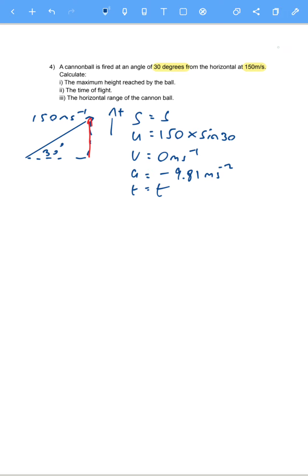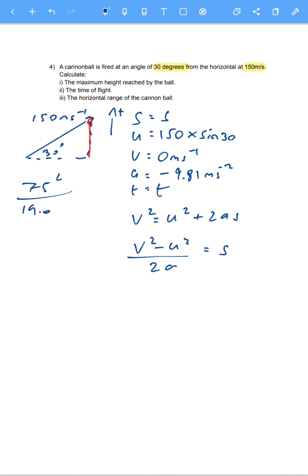So we need an equation to find S. So let's use v squared equals u squared plus 2as and rearrange to find S. So v squared minus u squared divided by 2a. So v squared minus u squared over 2a will give us the maximum height reached by the ball. So v is 0, so then we've got 150 times sine 30 squared, which is 75 squared, divided by 2 times acceleration of 19.62.